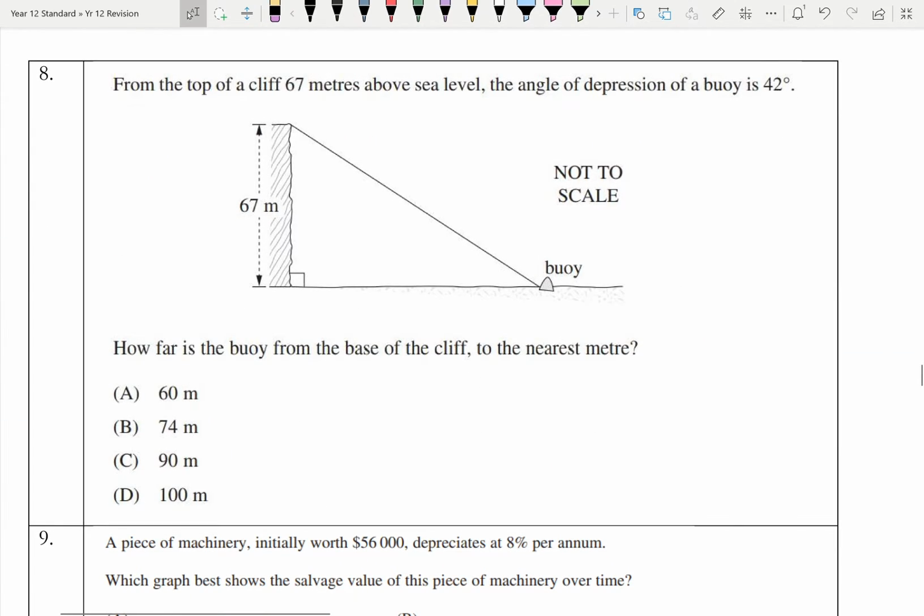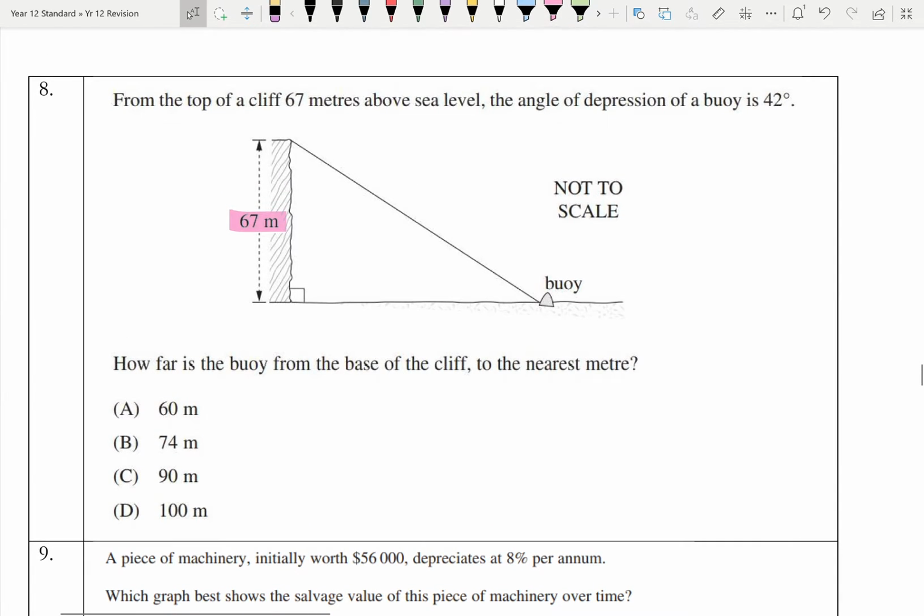So getting to question 8, we have the top of a cliff that is 67 meters above sea level. You can see that's shown on there, so that's all good. The angle of depression of a buoy out at sea is 42 degrees. Now we actually need to draw that angle in ourselves because you can see that they haven't drawn that 42 degrees anywhere on our picture.